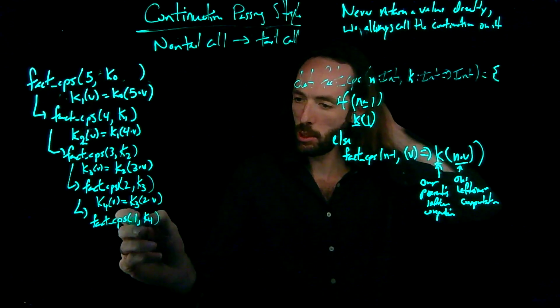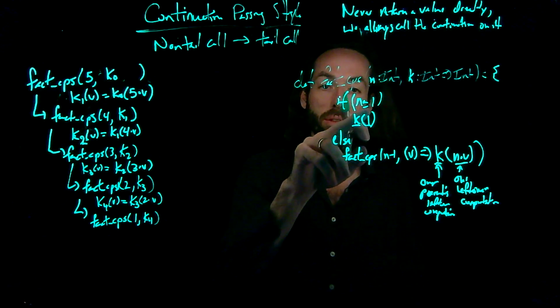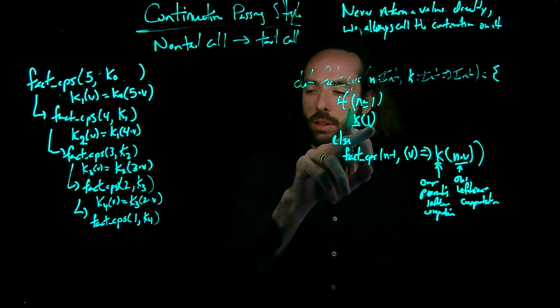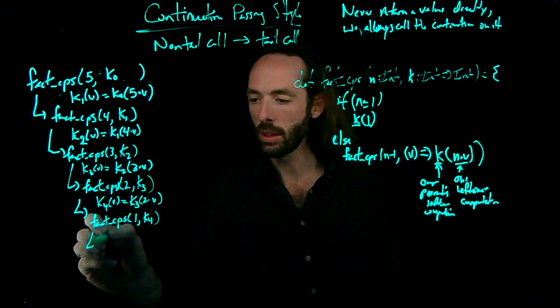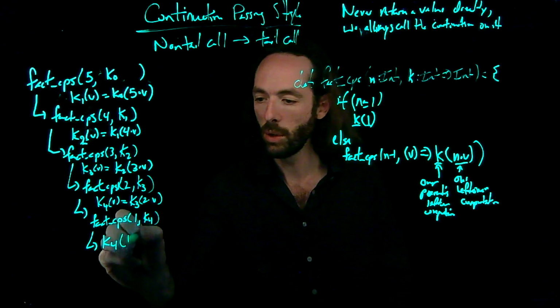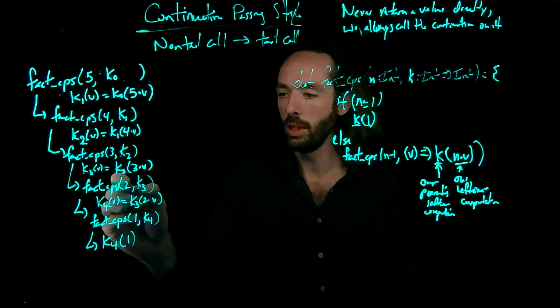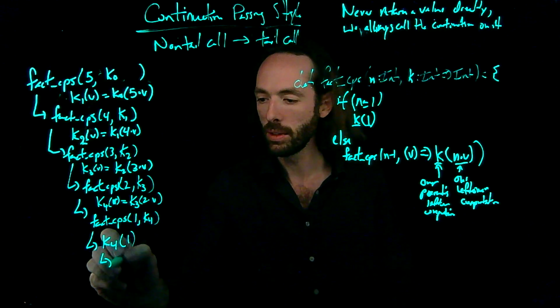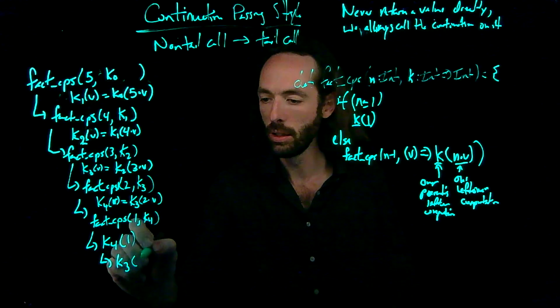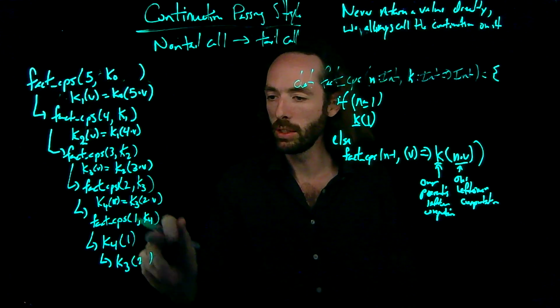Okay, now what does fact CPS 1 K4 do? Well, if n is less than or equal to 1, we just call whatever the k is we passed in on 1. So this is going to call K4 on 1. What does K4 do on some value v? Oh, it calls K3 on 2 times that. So this is going to call K3 on 2 times 1, right? Or I'm just going to simplify it to 2.